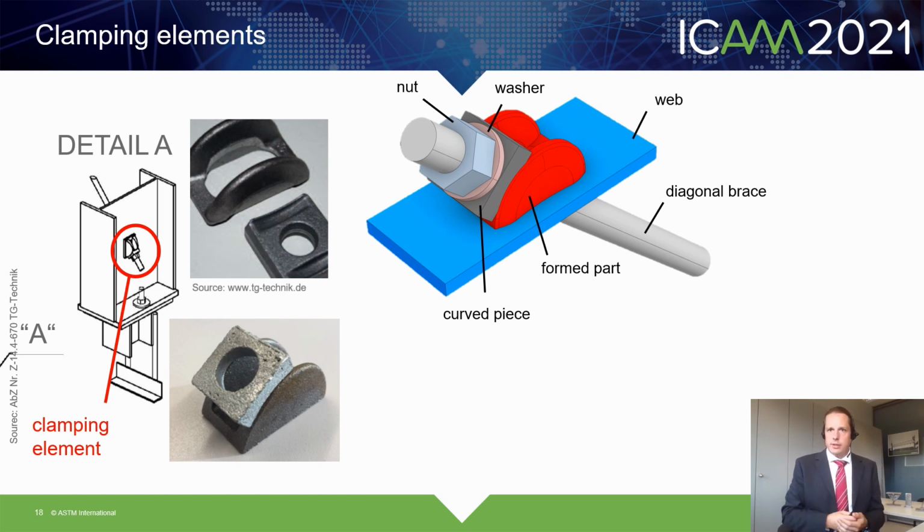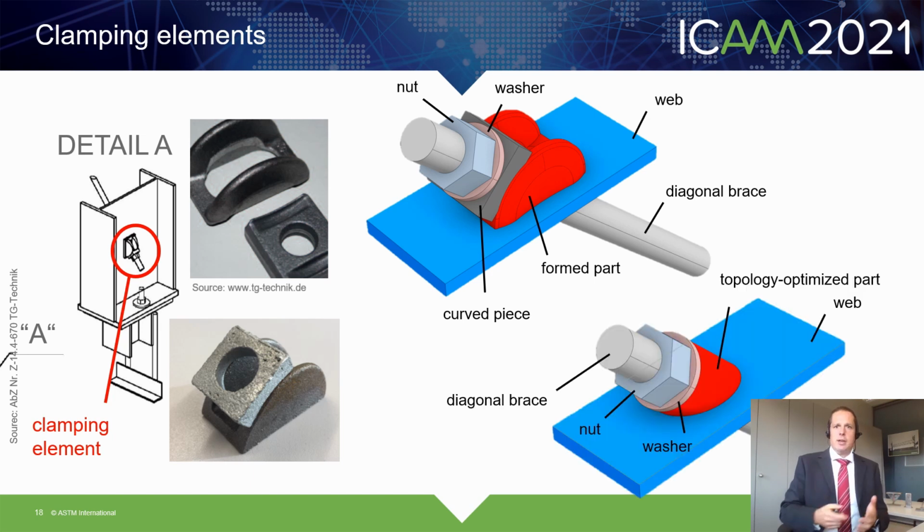A hole is drilled in the web through which the diagonal brace is inserted on site. Finally, the washer and the curved piece, here in gray, are put on and the nut is screwed on. The form part and the curved piece are castings and are made for a range of possible diagonal angles. So one element for a range of angles.